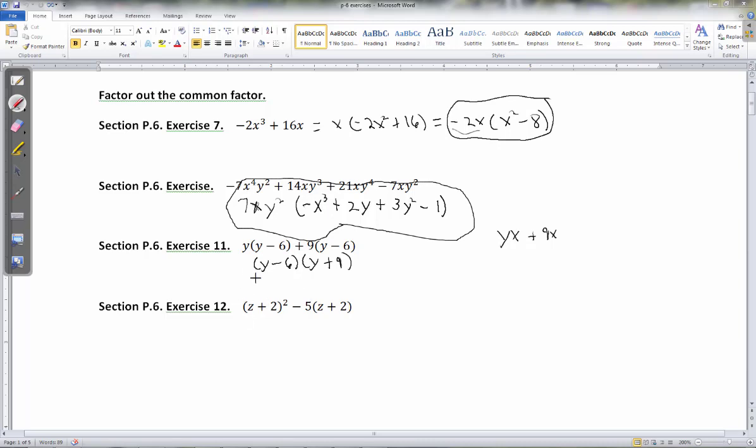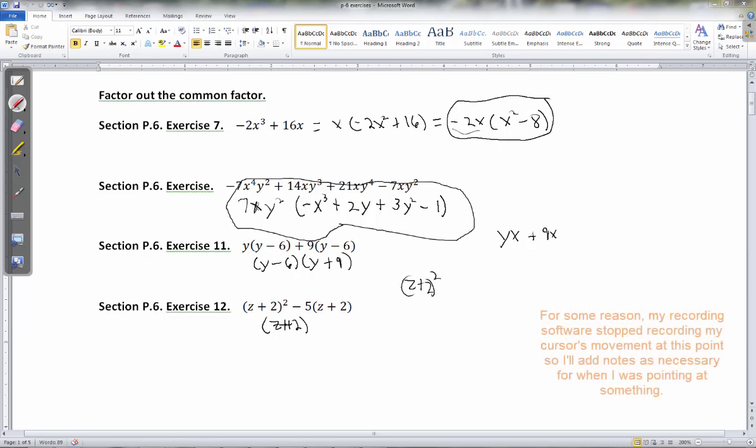12 is along the same lines as 11. It has a slightly different form, but you can still see you have a parentheses common, the z plus 2. So if I pull out a z plus 2, if I divide z plus 2 squared by z plus 2, it's just like if I divided x squared by x. I'd subtract the exponents and get x. Same thing here, z plus 2.